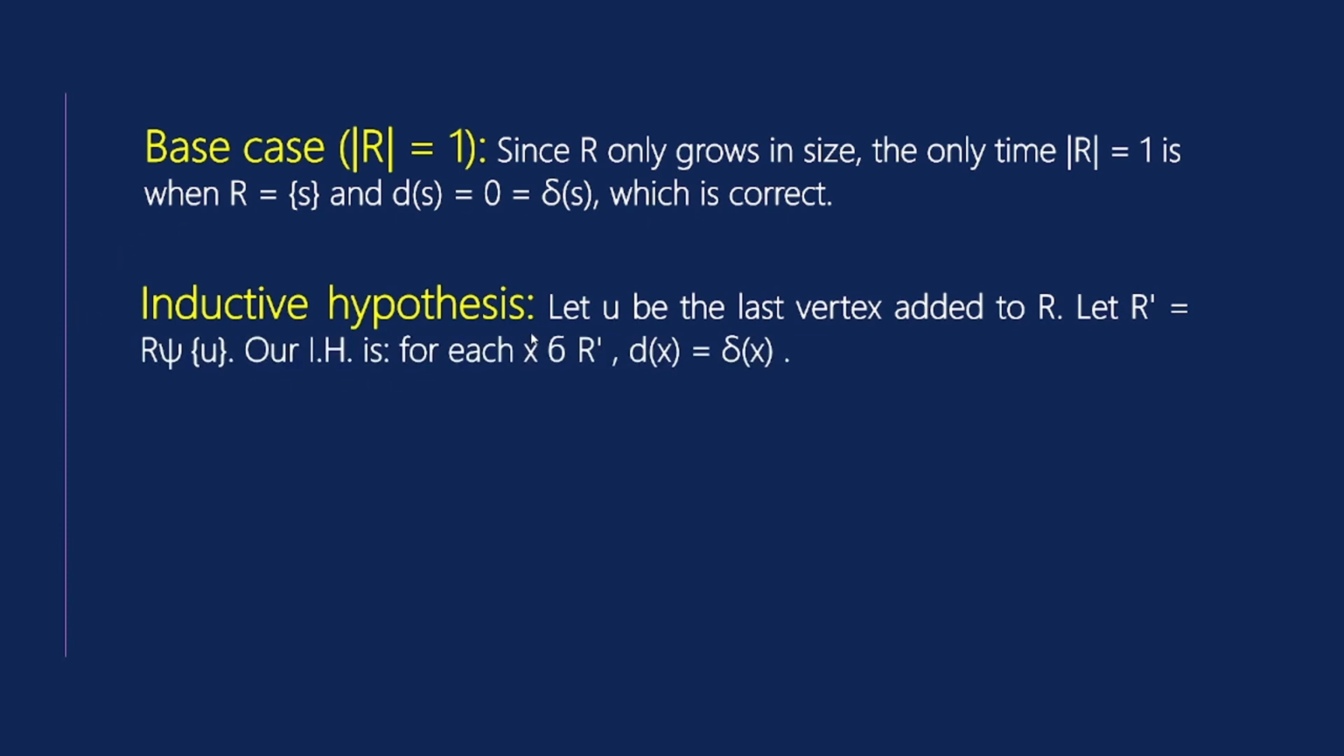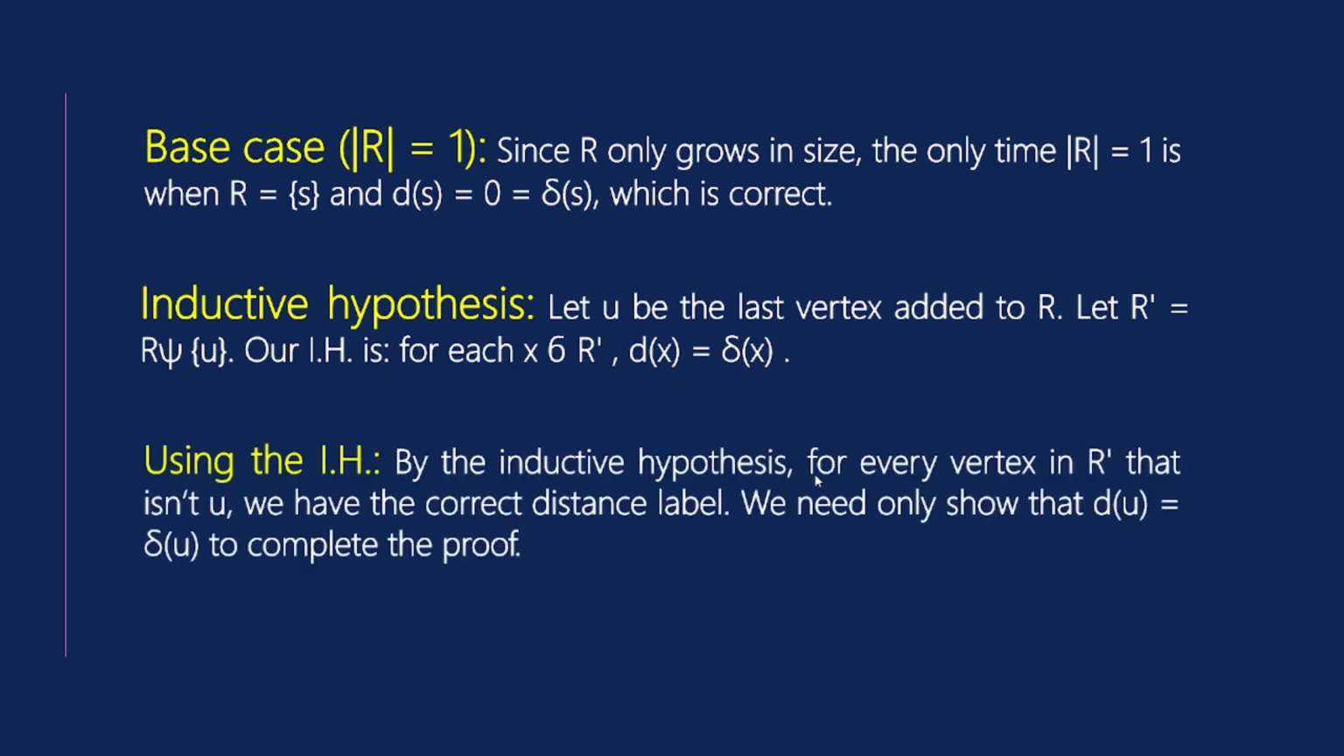Inductive hypothesis. Let U be the last vertex added to R and let R' equal R union U. Our inductive hypothesis is that for each x belonging to R', d of x equals delta of x. Using this inductive hypothesis, for every vertex in R' that isn't U, we have the correct distance label. We need only show that d of u equals delta of u to complete this.